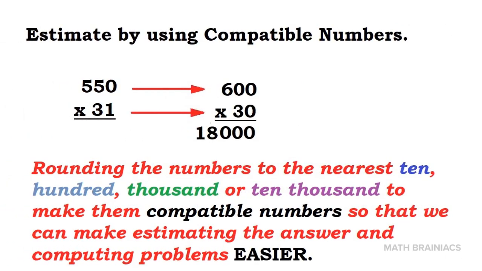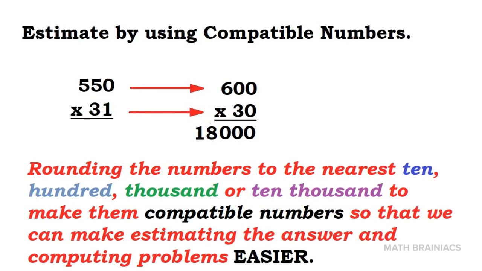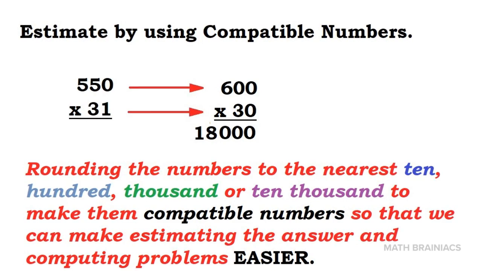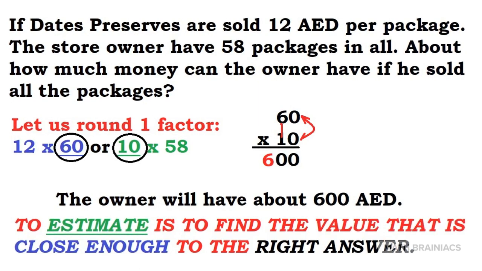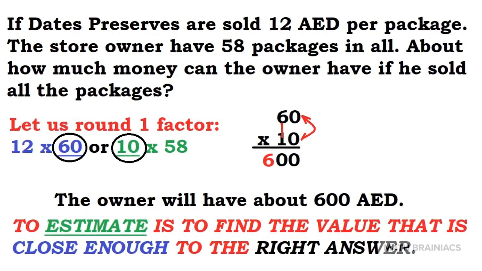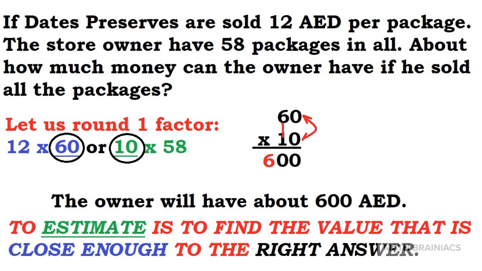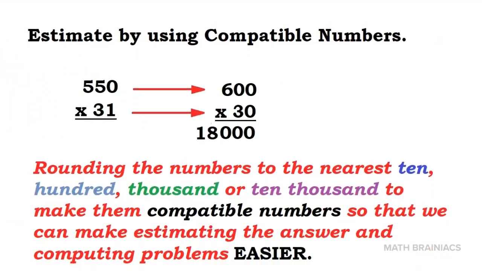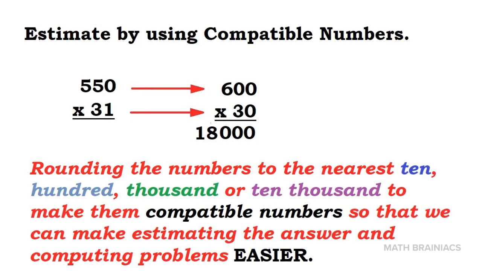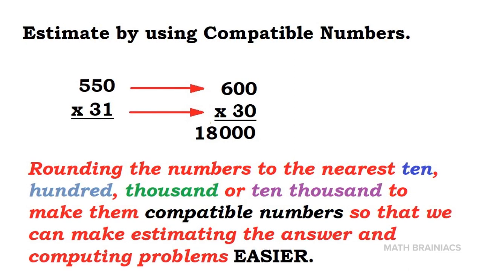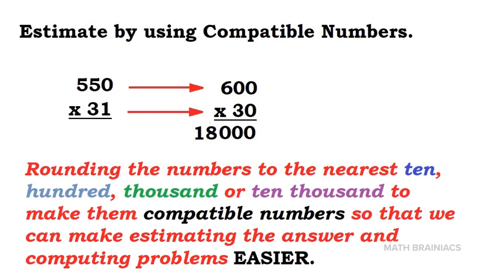In rounding the numbers to the nearest 10, 100, 1,000 or 10,000 to make them compatible numbers, we can make estimating the answer and computing problems easier. To wrap it up, I want you to remember that to estimate is to find a value that is close enough to the right answer. You can round one factor or two factors at the same time so that you can find the answer easier. In working with compatible numbers, rounding the numbers to the nearest 10, 100, 1,000 or 10,000 will make them compatible numbers. Then, you can make estimating the answer and computing problems easier also.